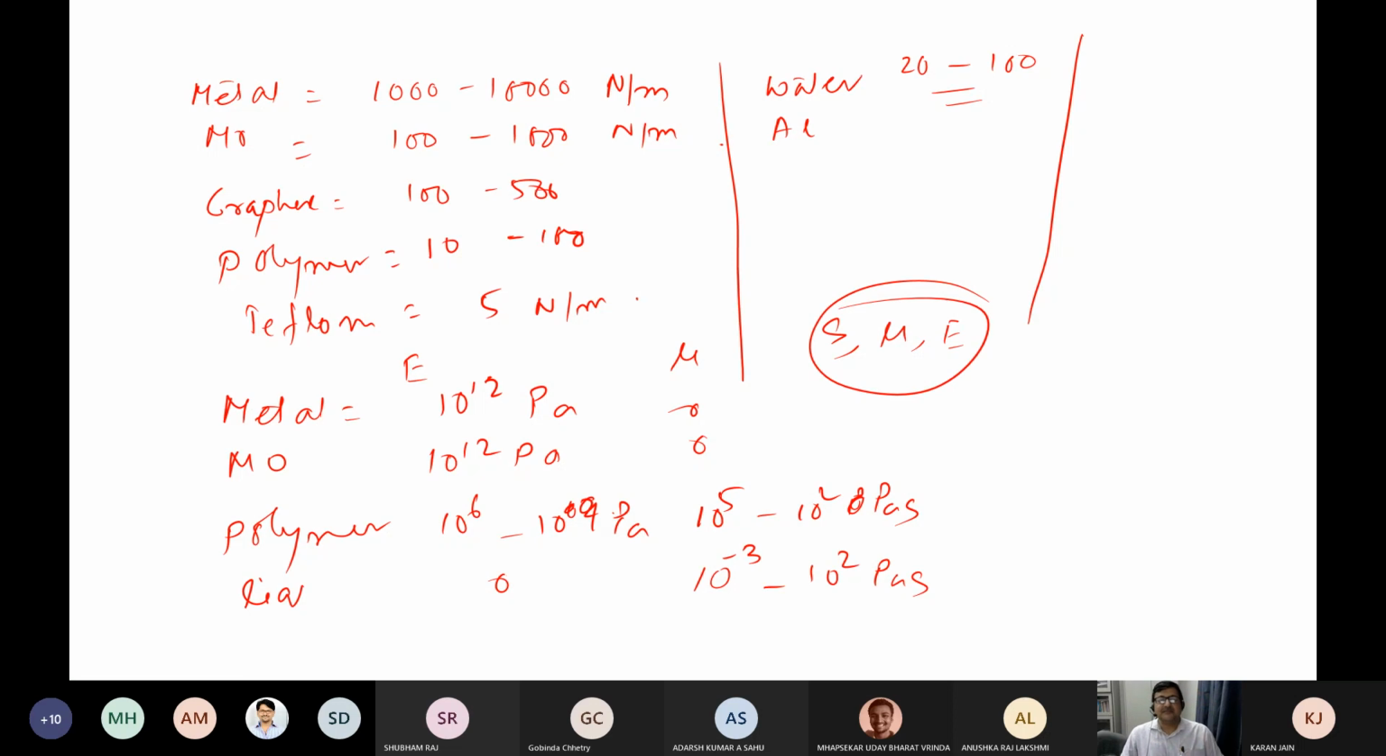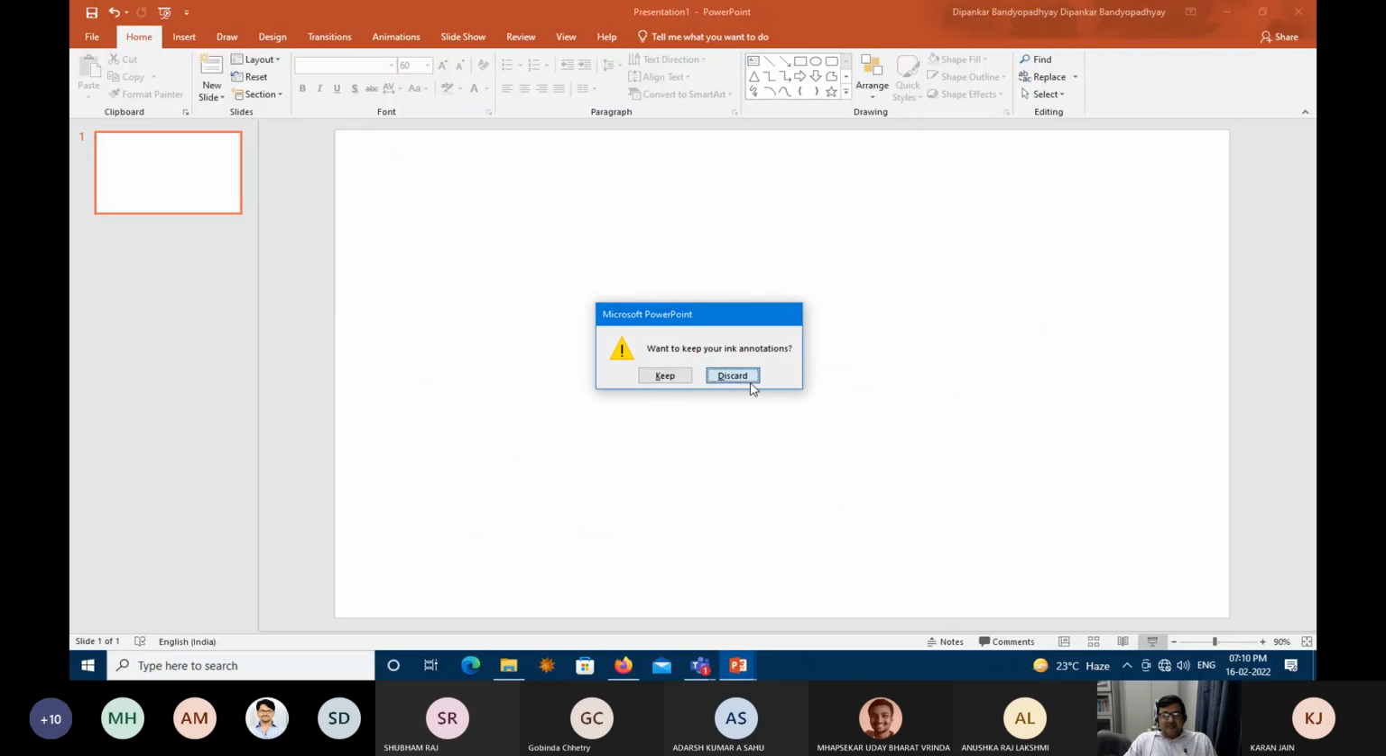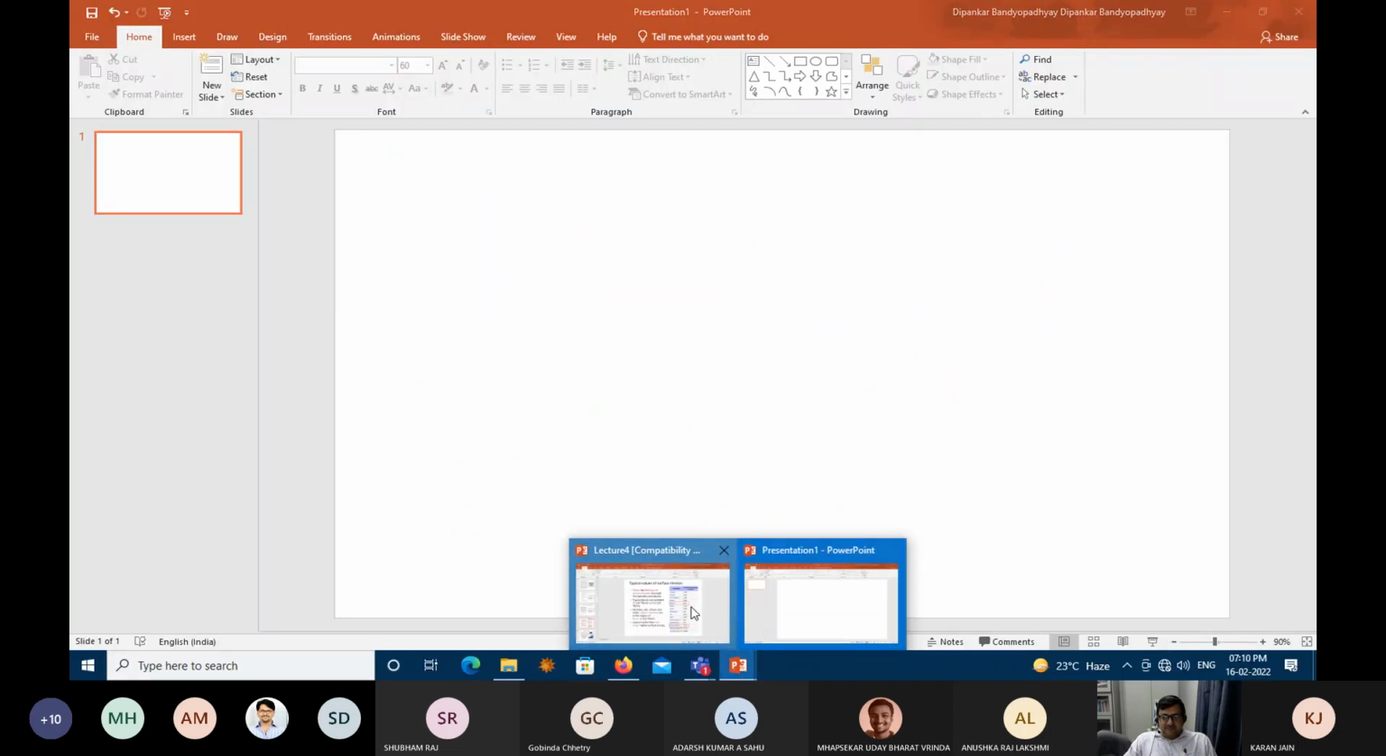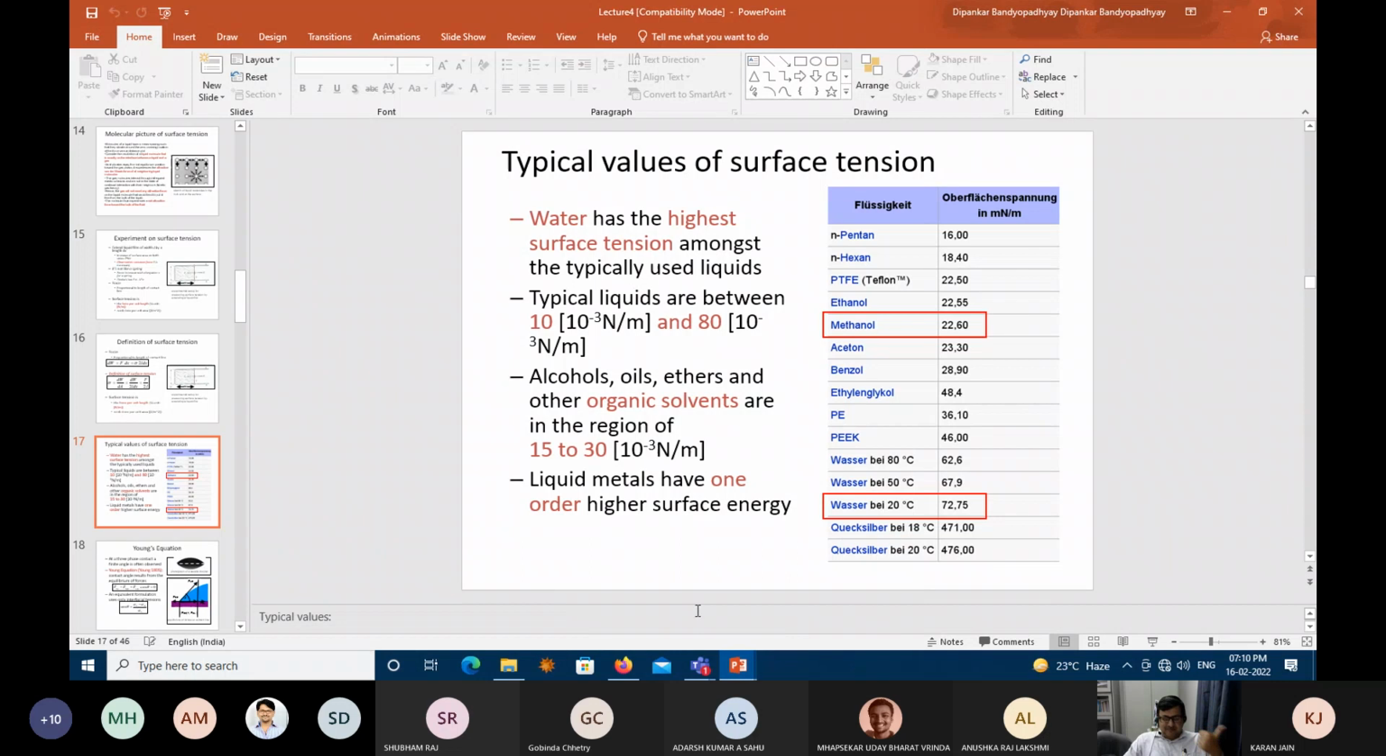You can really classify and have an order of magnitude survey on these properties, and these give you a lot of information about which material to use in which place, and how exactly you mix different materials to come up with a mixture property associated with its surface tension, its viscosity, and its elastic modulus.